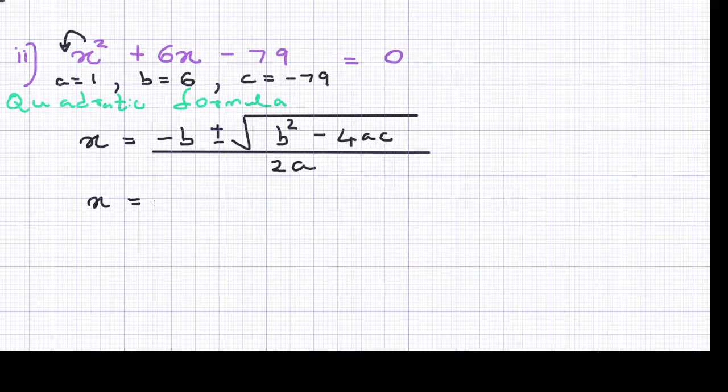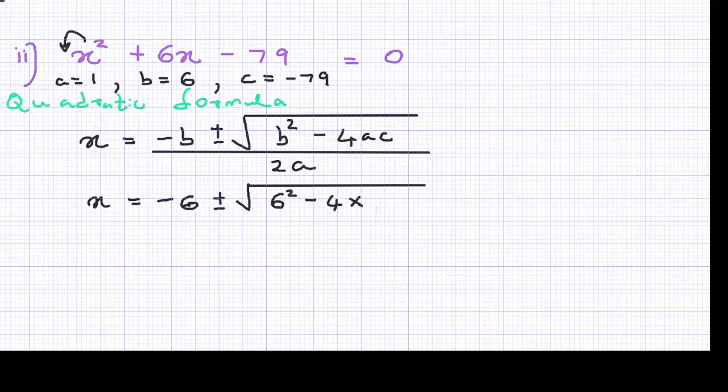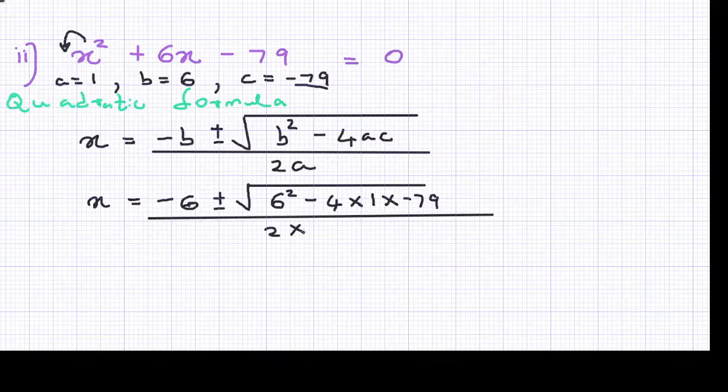Alright, so x is equal to minus 6 plus or minus the square root of 6 squared minus 4 times a, which is 1, times c, which is minus 79, divided by 2a. That is 2 times a's value, which is 1.